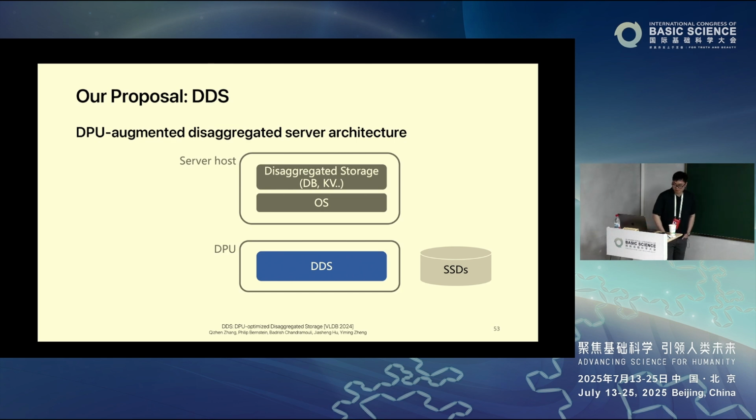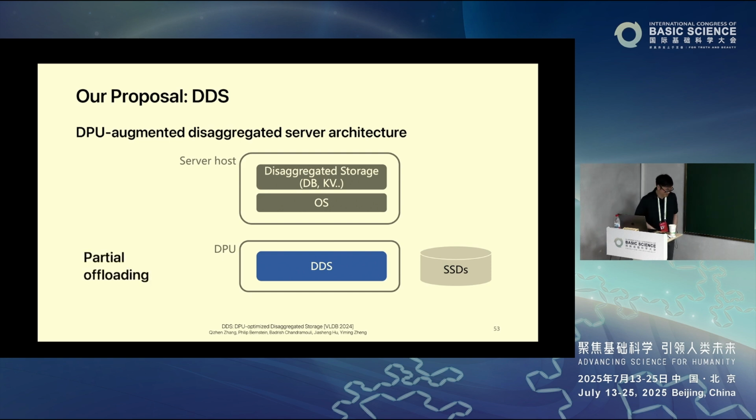So that's why we propose DDS. We want to use DPUs to best optimize disaggregated storage. Like a traditional disaggregated server, we have a host where we run the disaggregated storage applications, like database systems and key-value stores, which use the operating system to do I/O. We also have an SSD device, but the new thing here is a DPU. So now we have a DPU to replace the traditional NIC, and on the DPU we run DDS.